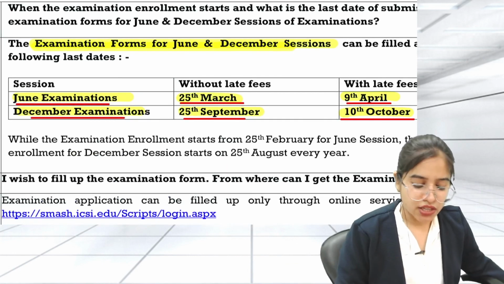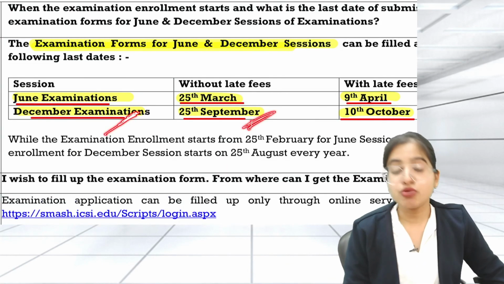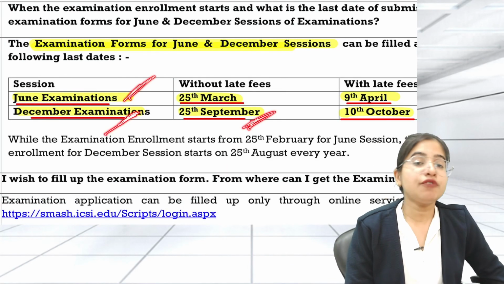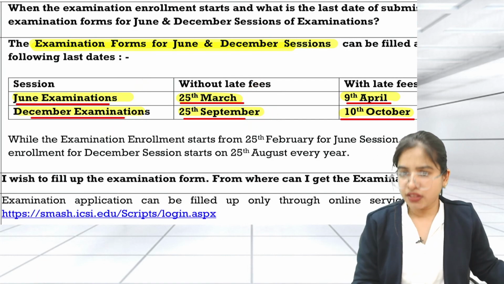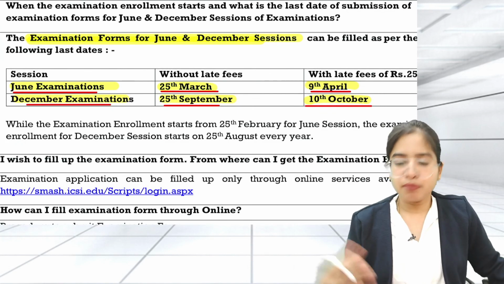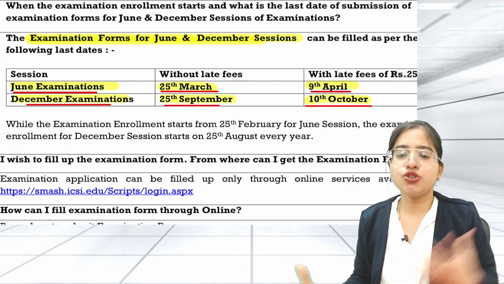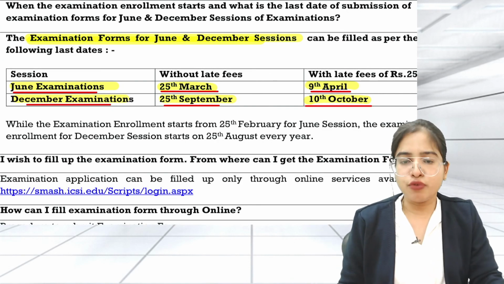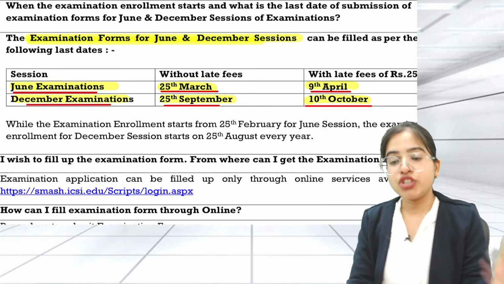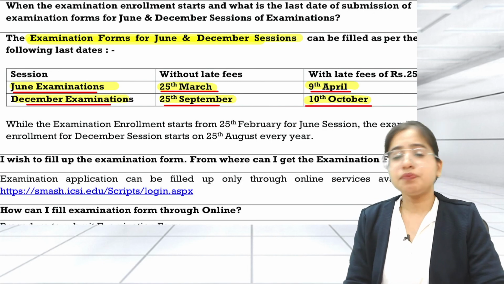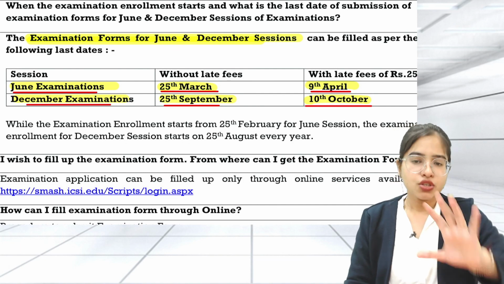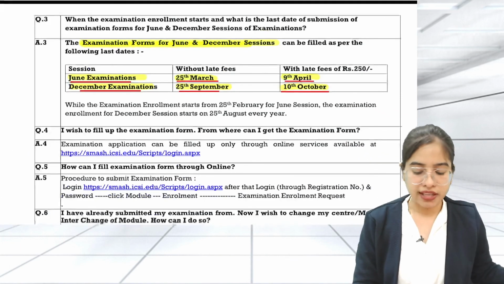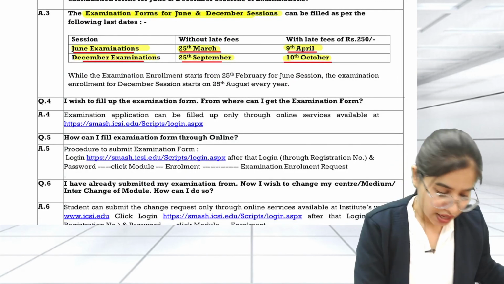Usually the last date of the exam form for December exam is 25th September, and the last date for filling the exam form for June exam is 25th March. Don't worry that you will forget this. When the last date comes, ICSI issues notification, and all the teachers also inform you. We will also update you in our channel of Yashas Academy whenever the last date for filling the exam form comes. So don't worry if you forget, we'll update you regarding the last date.